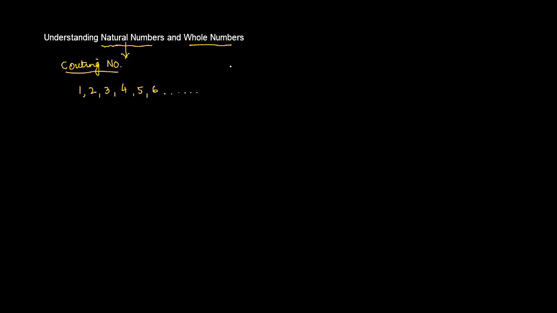Let's say there are certain apples lying on the table. Your mother said, can you get me 2 apples? So you start counting the apples, 1, 2, you pick them up, and you take them to your mom. So the counting numbers or the natural numbers are used to count various things during our day-to-day lives.